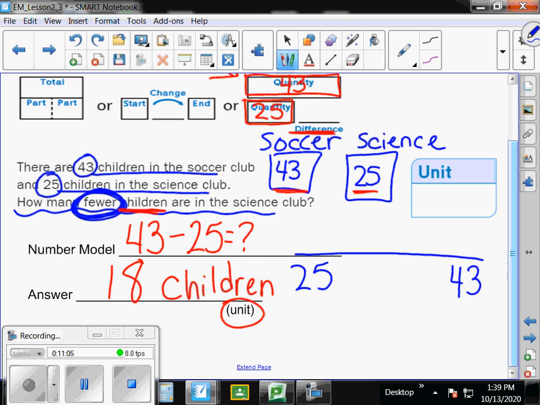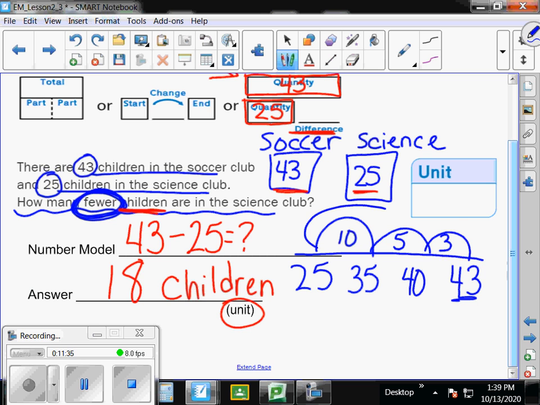Now, just like on my number grid, I can jump by tens and then jump by ones. So first I'm going to jump 10. That gets me to 35. If I jump 10 again, that's going to get me to 45, and that's too far. So now I'm going to jump my ones. Let's see here. I need to get to 43. So what if I jumped 5 ones to get to 40, and then jump another 3 ones to get to 43? And when I add all of my jumps together, I get 18.